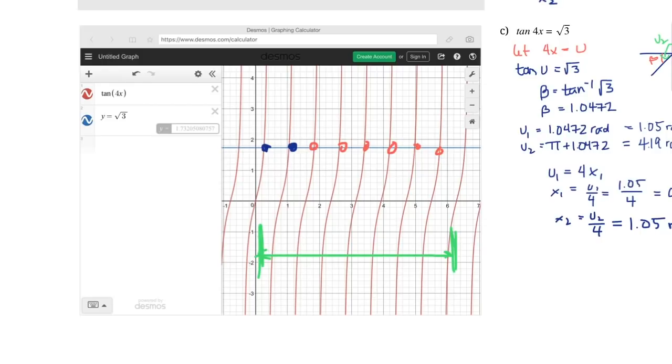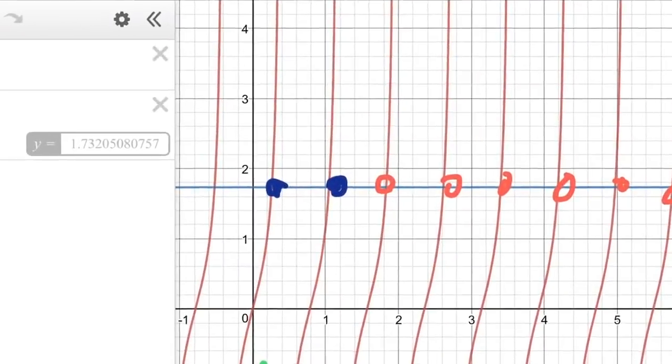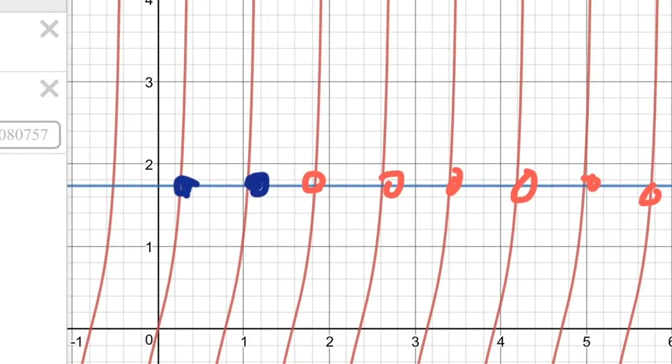So the idea is, in order to find these other values, wouldn't it be handy if we can find out how long a cycle is, or how long a period is? Because think about it this way. If we zoom in here, how far apart are these two solutions? Aren't they just one cycle apart? They're one full cycle of tan x apart, and these two are another full cycle of tan x apart, and these two are another full cycle apart. So each one of these is one cycle apart.